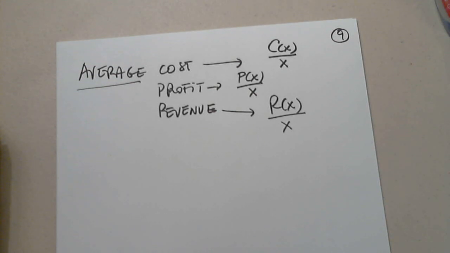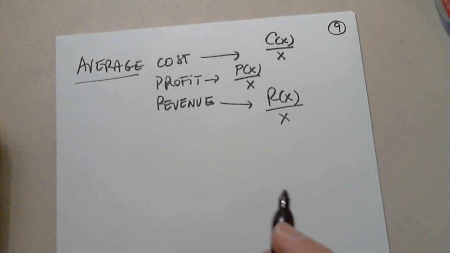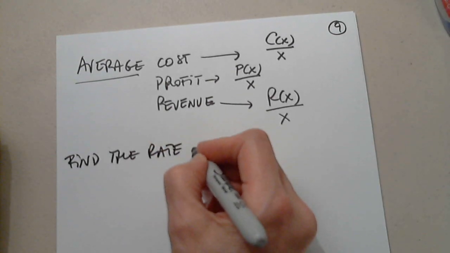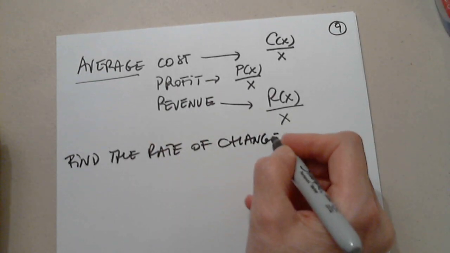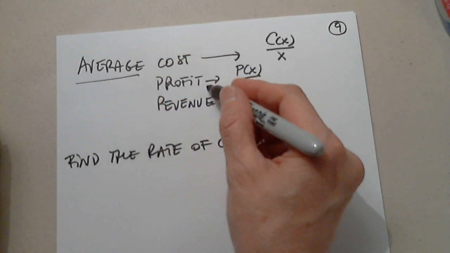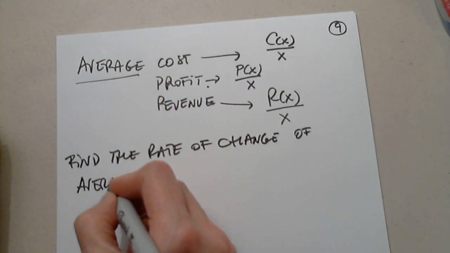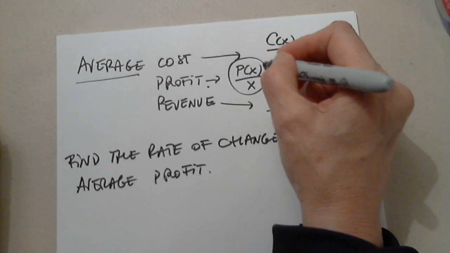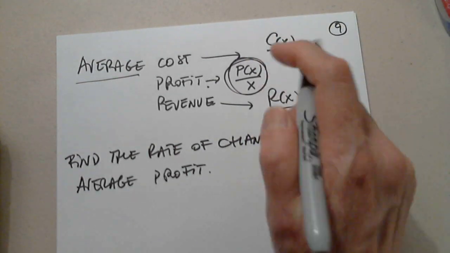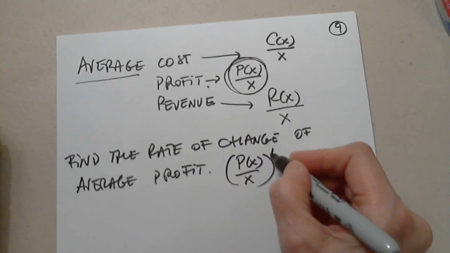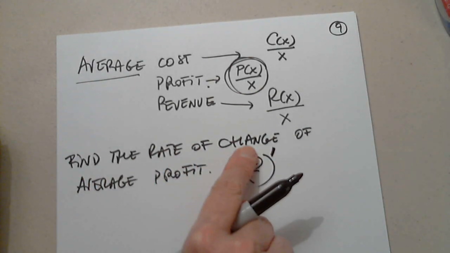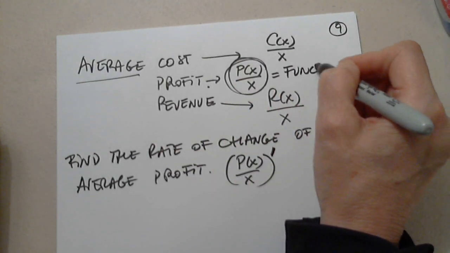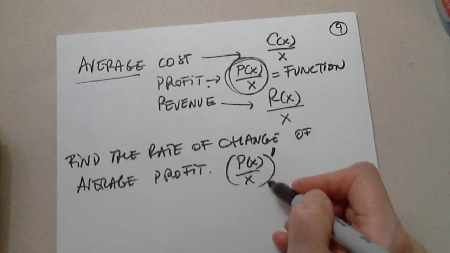Okay, so to add to the confusion, one more time here, we may also be asked to find the rate of change of average profit. What does this mean? First, I have to have this function. After I find this function, then I'm asked to find this, because it's the rate of change of this function. So this is the function, and this is the rate of change of this function.